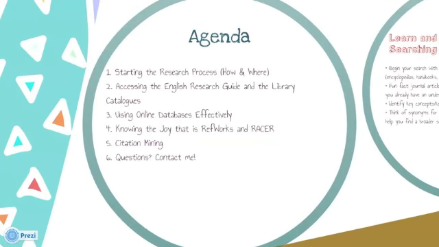This is a brief outline of what we'll be talking about today. We're going to start with starting the research process, how and where. There is a method to the madness. Next, we'll talk about accessing the English Research Guide and the library catalogs. Thirdly, we'll talk about using online databases effectively. I'm going to be teaching you how to do really awesome searches, so you'll be saving time and having to search less. Next, and probably my favorite part of the presentation, is knowing the joy that is RefWorks and Racer.